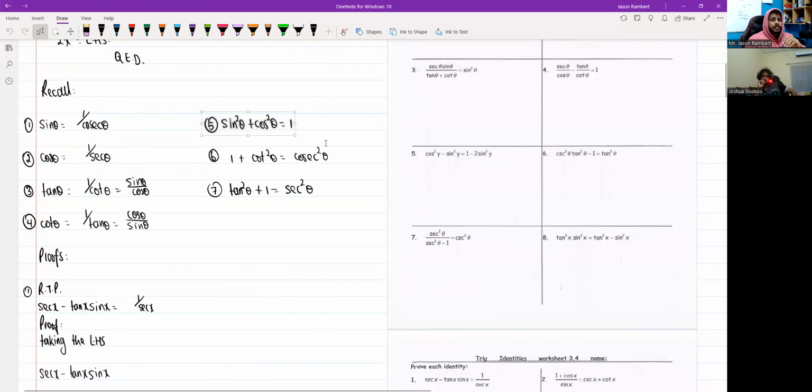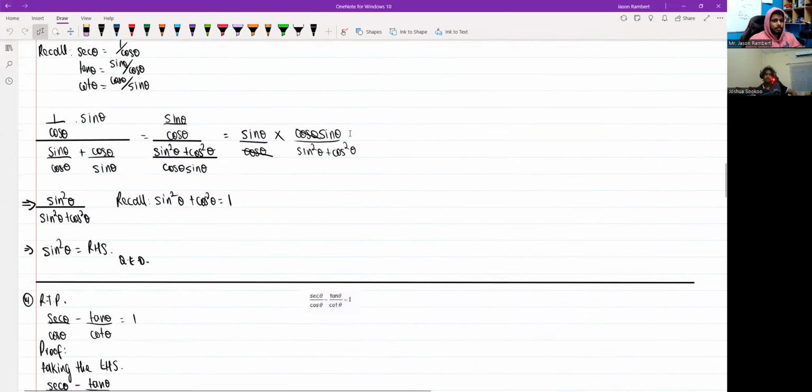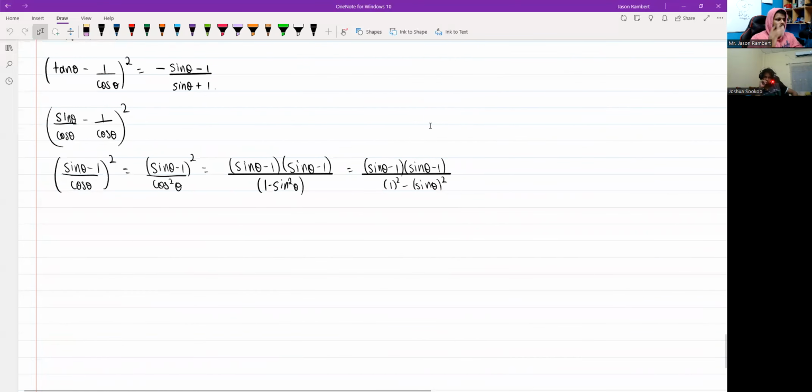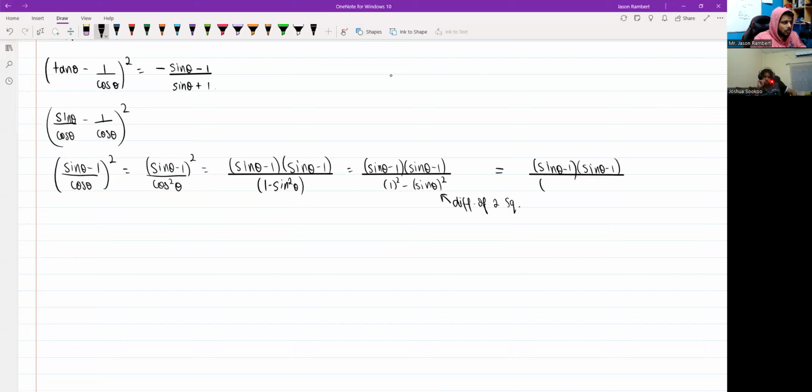A difference of two squares will occur from our base identity, sine squared theta plus cos squared theta is equal to 1. Whenever I rearrange it, I will always get a difference of two squares. It'll be 1 squared minus sine squared or 1 squared minus cosine squared. Since the bottom is a difference of two squares, you could put an arrow if you want and say this is a difference of two squares. So this is equal to sine theta minus 1 into sine theta minus 1 all over 1 minus sine theta into 1 plus sine theta.